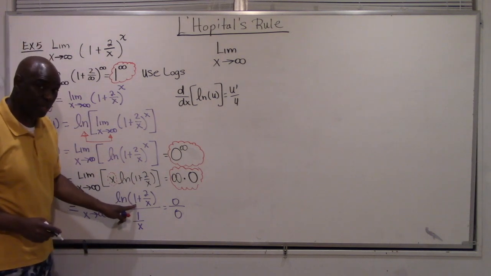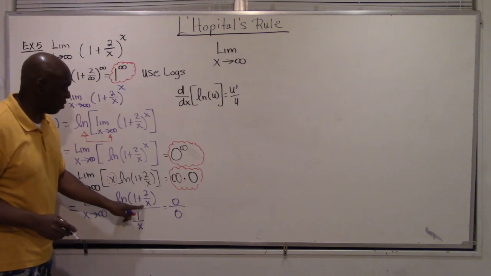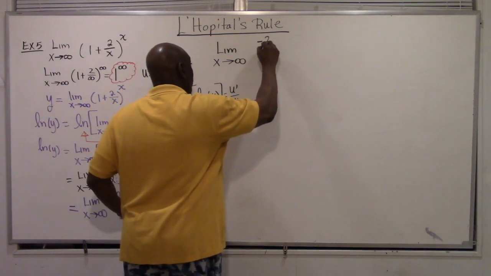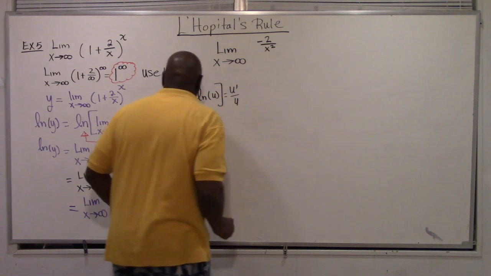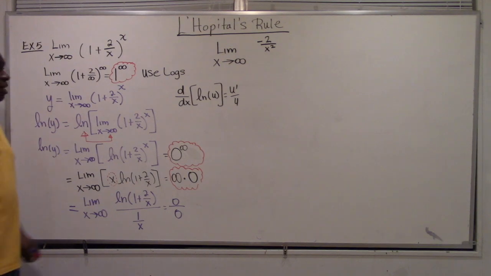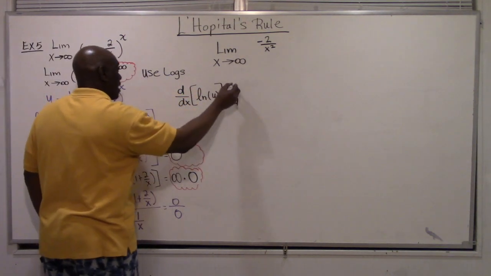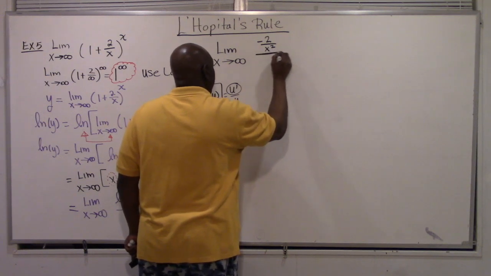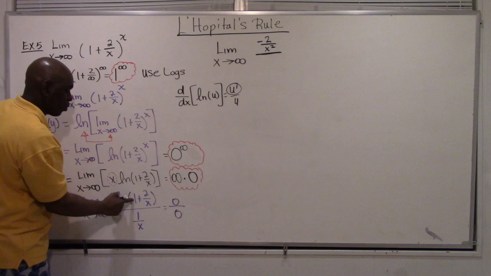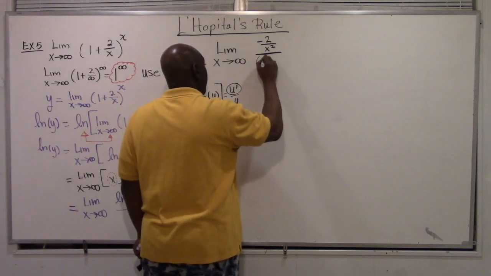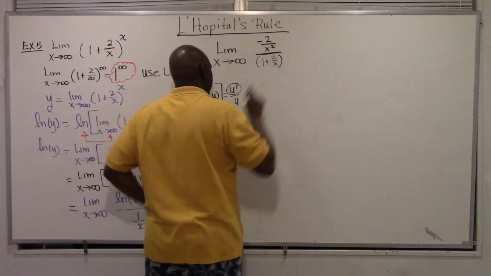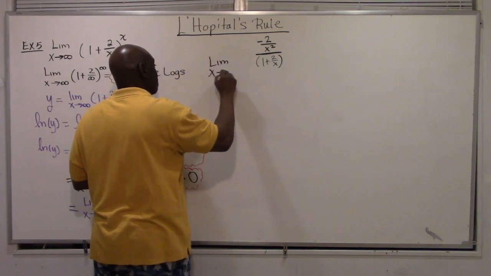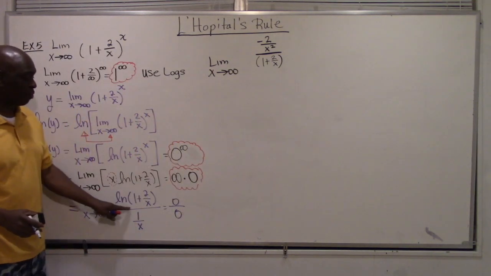What's the derivative of 1? Good, 0. What's the derivative of 2 divided by x? That's going to give us negative 2 over x squared. And so negative 2 over x squared is my u prime, and all of this is divided by u itself, which is 1 plus 2 over x. Everybody good? Okay, good. So that takes care of my numerator.